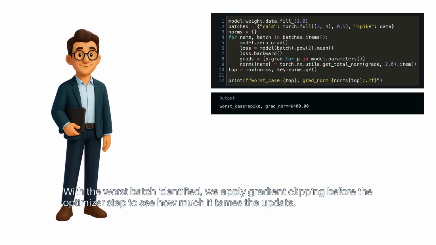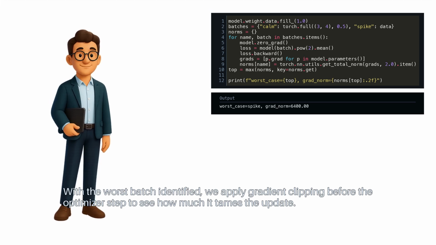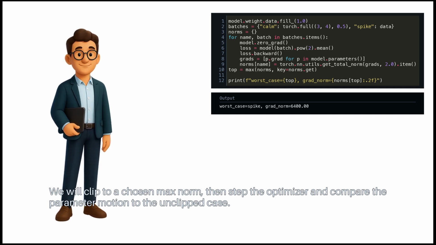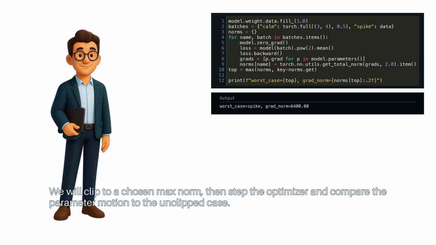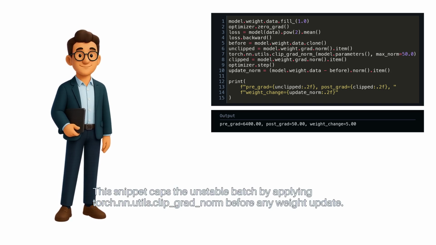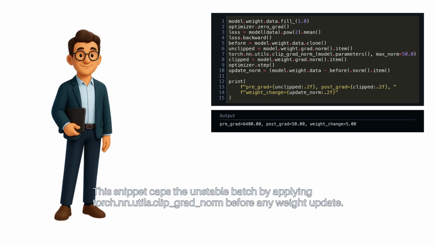With the worst batch identified, we apply gradient clipping before the optimizer step to see how much it tames the update. We will clip to a chosen max norm, then step the optimizer and compare the parameter motion to the unclipped case. This snippet caps the unstable batch by applying torch.nn.utils.clip_grad_norm_ before any weight update.